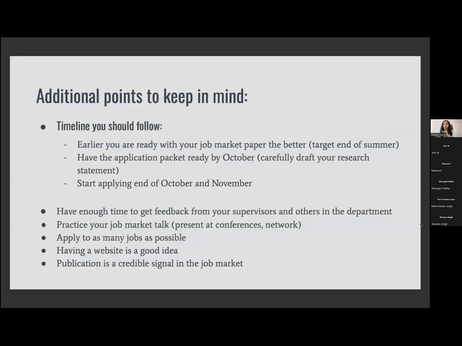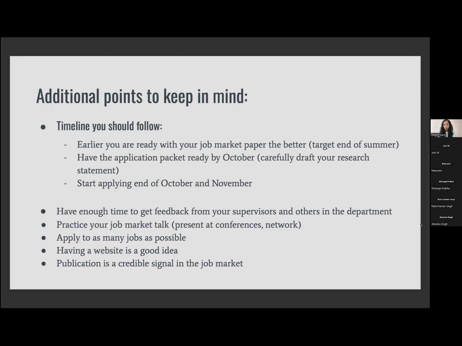Okay, so this was what the process looks like. These are the different stages. The timeline, which ideally you should follow, is that obviously the earlier you are ready with your job market paper, the better. You should use your summer well and target that by July you have the paper ready, so that you can get feedback from multiple people, your supervisors and other people in the department. You should have the application packet ready by October.